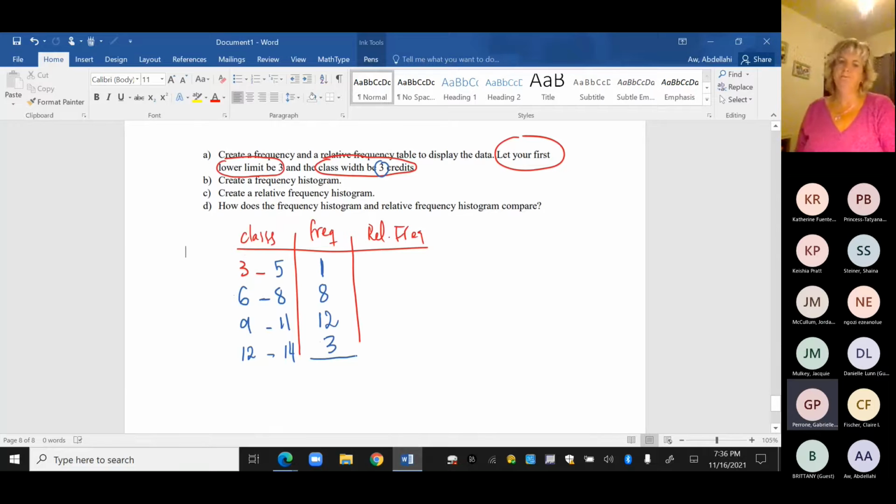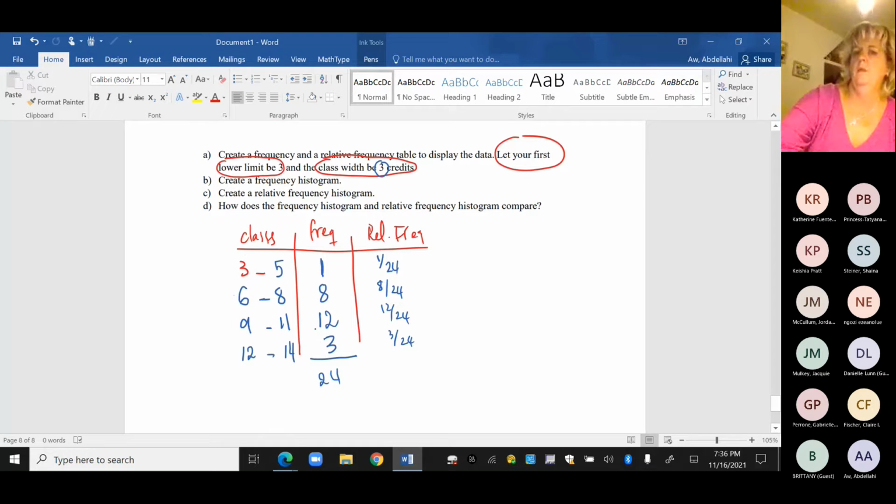So the total number is 24. So the relative frequency is going to be 1 over 24, 8 over 24, 12 over 24, and 3 over 24. And then we use a calculator to get exactly those numbers, all right?